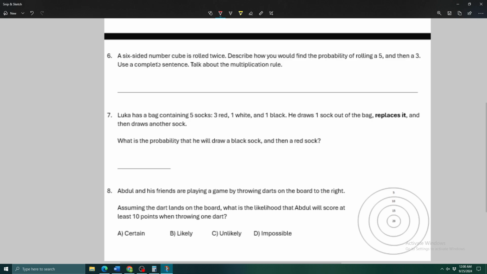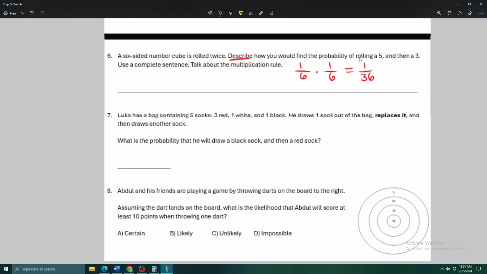A 6-sided number cube is rolled twice. Describe, right? So use your words, how you would find the probability of rolling a 5 and then a 3 using a complete sentence, right? Well, I'll just show you the math. I know that I have a 1 in 6 chance of rolling a 5, and I have a 1 in 6 chance of rolling a 3.